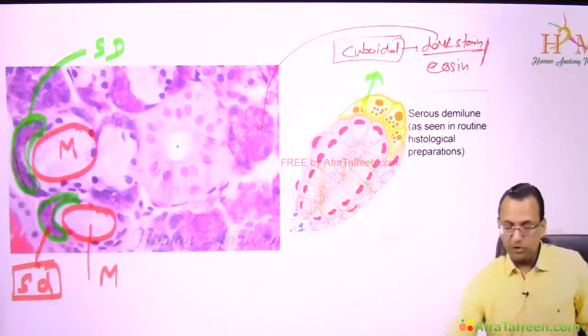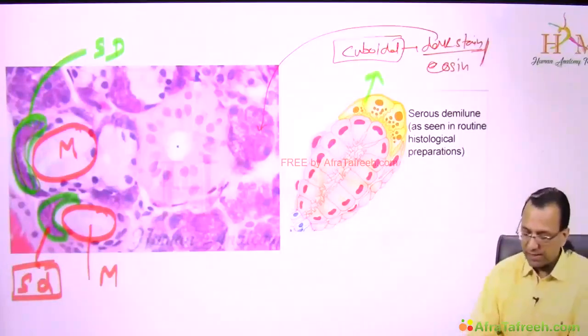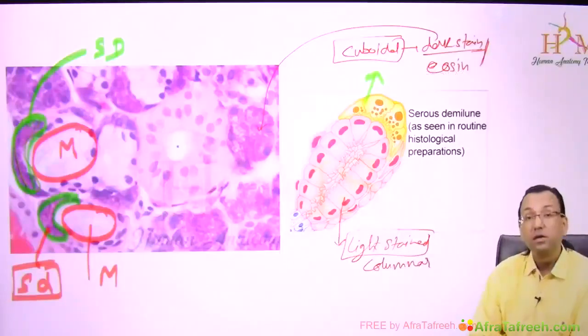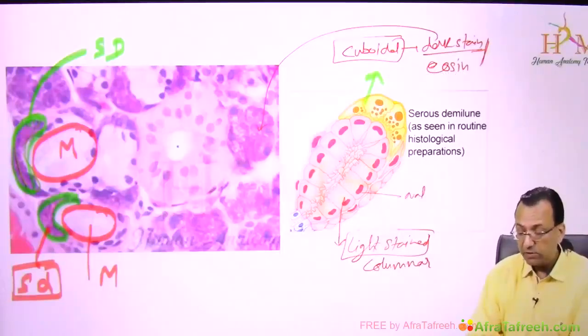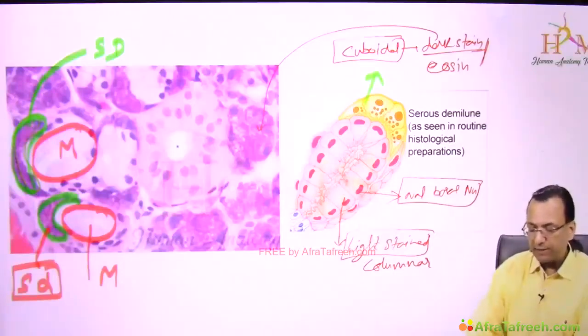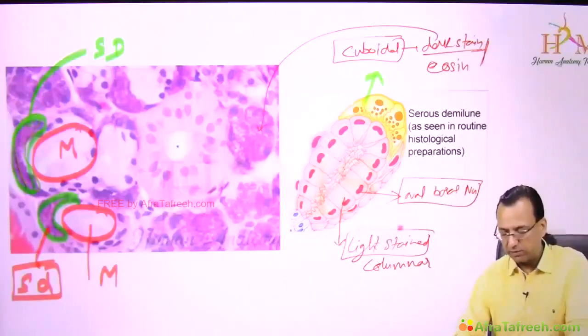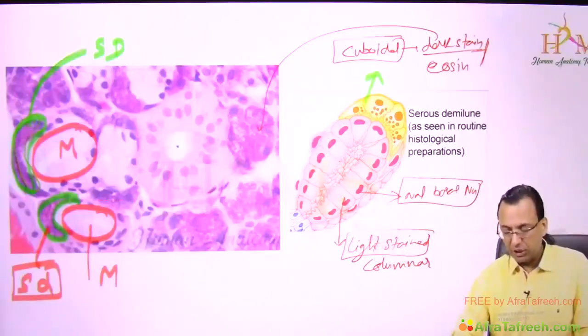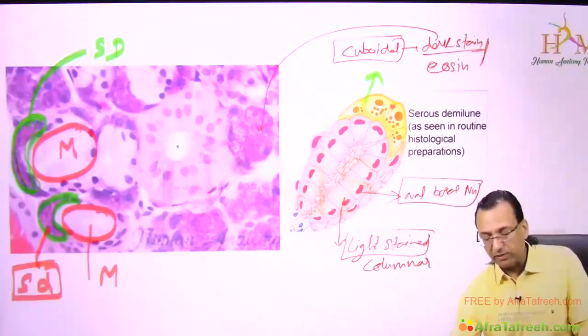Then what about the mucinous? Mucinous are light stained and they are columnar. How do you know it is columnar? Because oval basal nucleus. Oval basal nucleus, you mean to say columnar? Yes. Height is more than the breadth, and then there's an oval basal nucleus, so it is a columnar cell, so it is a mucinous acinus. But that has a central spherical nucleus. So this is cuboidal, this is serous acinus.